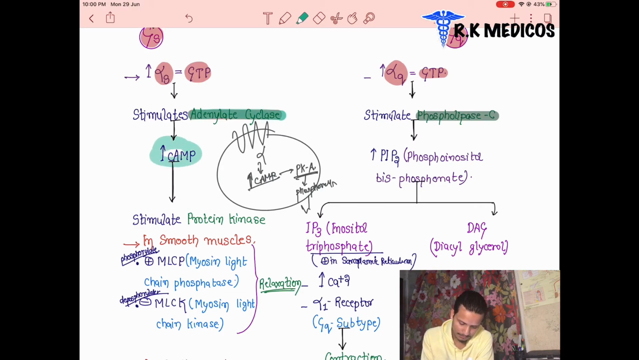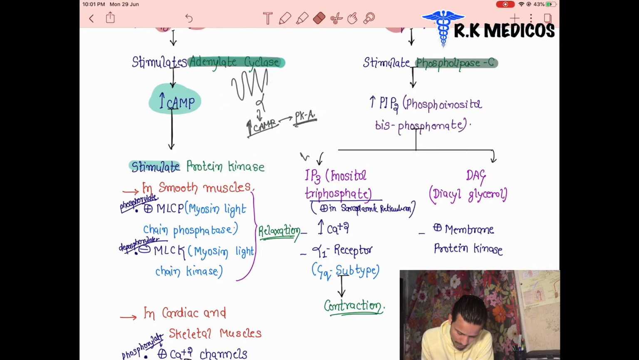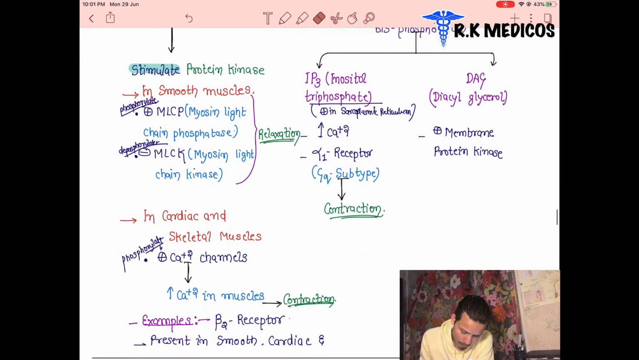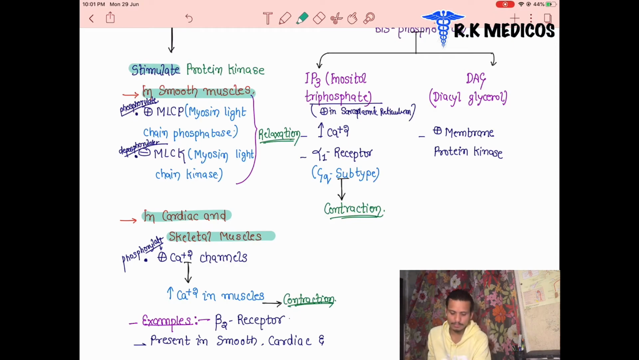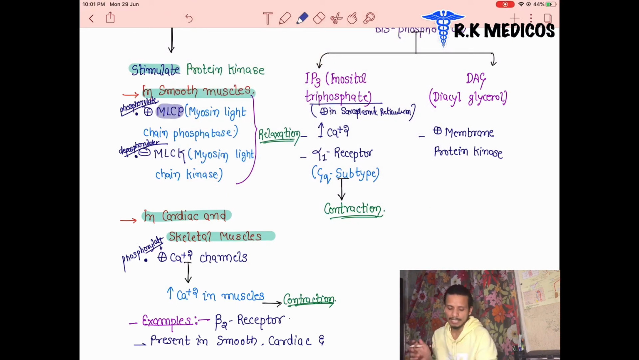We can see here what happened after that. The alpha subunit activates the enzyme adenylyl cyclase. The adenylyl cyclase enzyme breaks down ATP, producing cyclic AMP. Then the cyclic AMP stimulates protein kinase A. We have to know where the protein kinase A is stimulated. It is stimulated inside the smooth muscle, cardiac muscle and skeletal muscle. So there are 3 places where it is stimulated: cardiac muscle, smooth muscle and skeletal muscle.